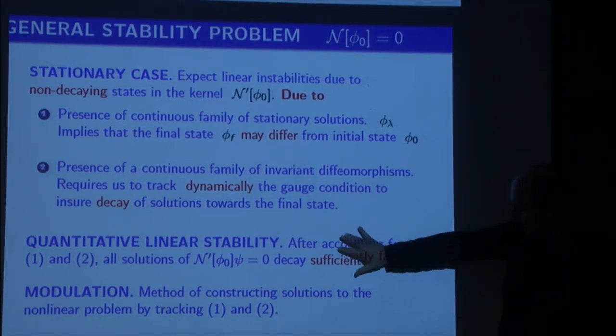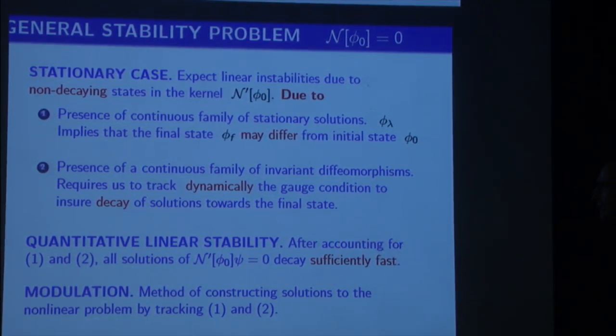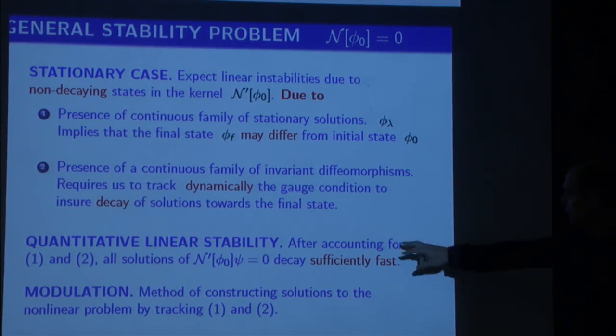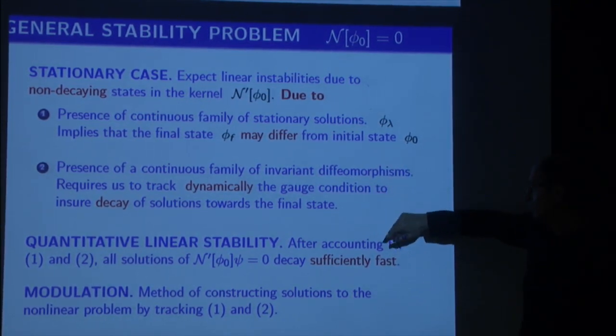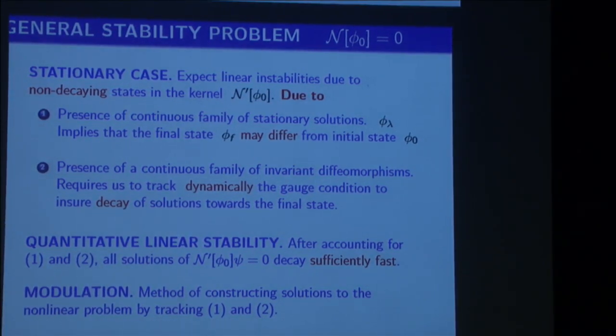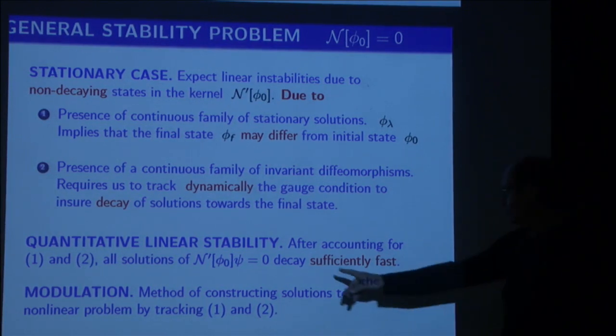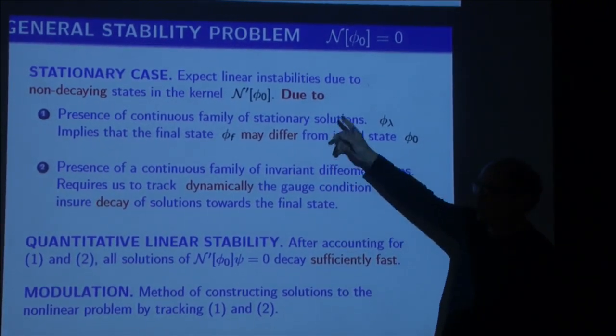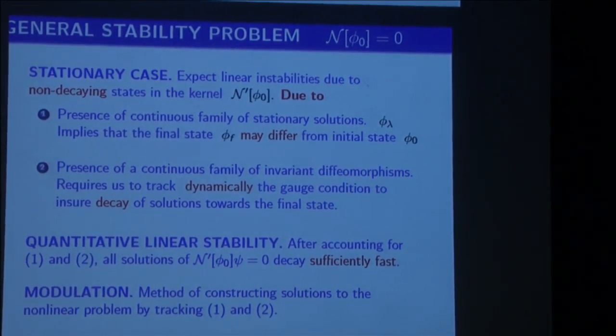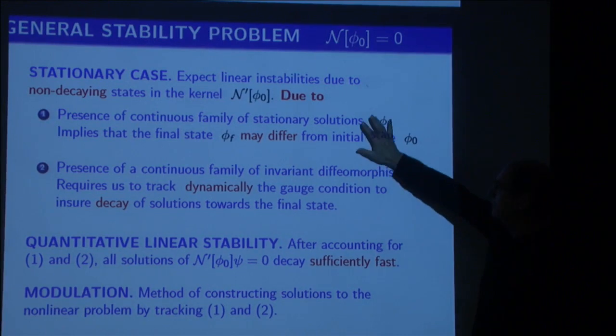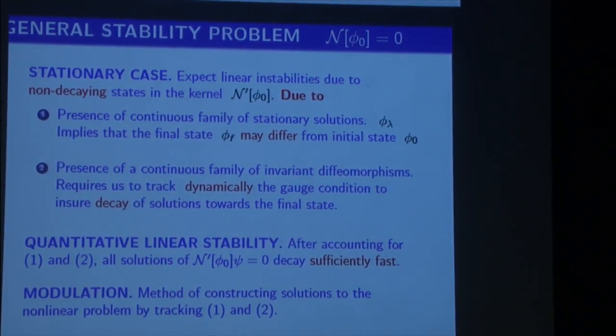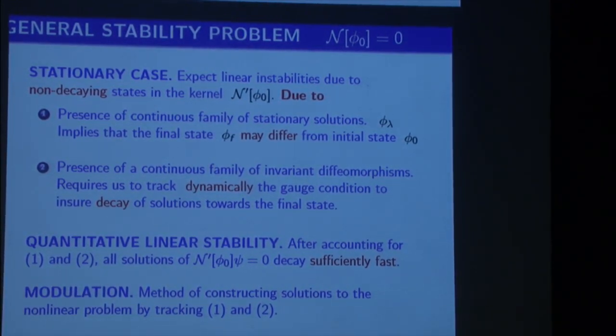So the important question to keep in mind at the level of linear equations is that you are interested in quantitative linear stability, which you should define. The correct definition would be that after you account for 1 and 2, in other words, you mod out these bad modes, then everything else should decay sufficiently fast so that you can close at the level of the nonlinear problem. Okay, and then if you want to connect this kind of quantitative linear stability with the nonlinear equations, then you do what is called modulation theory, which is something that has been developed typically for much simpler problems. And today, we'll have to discuss what happens in the case of Einstein equations, where all these linear instabilities are much, much more serious.